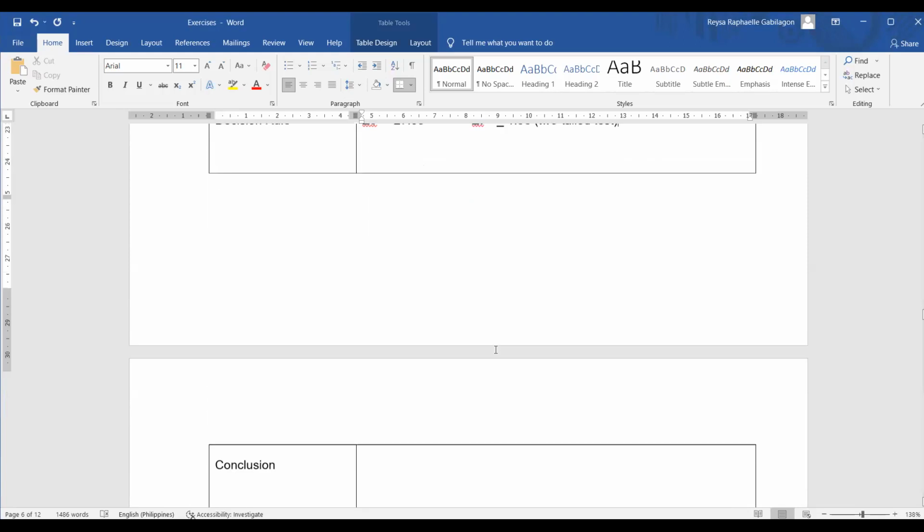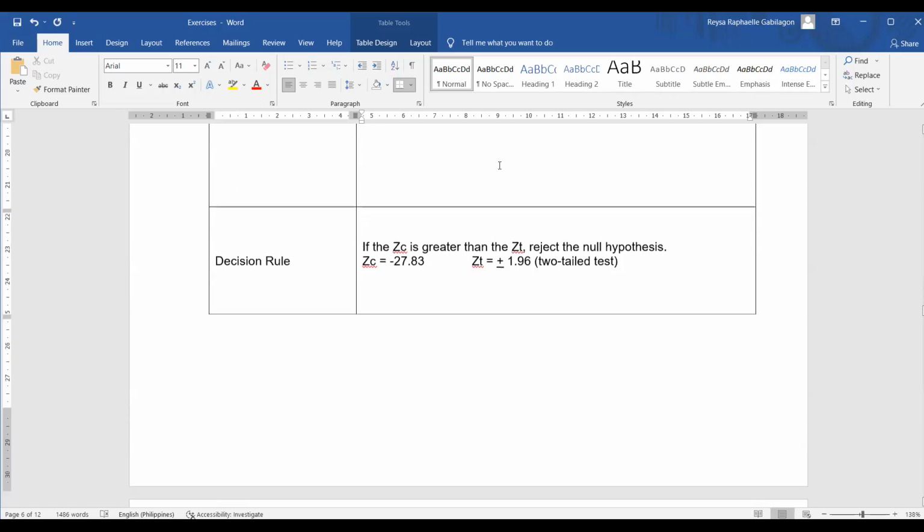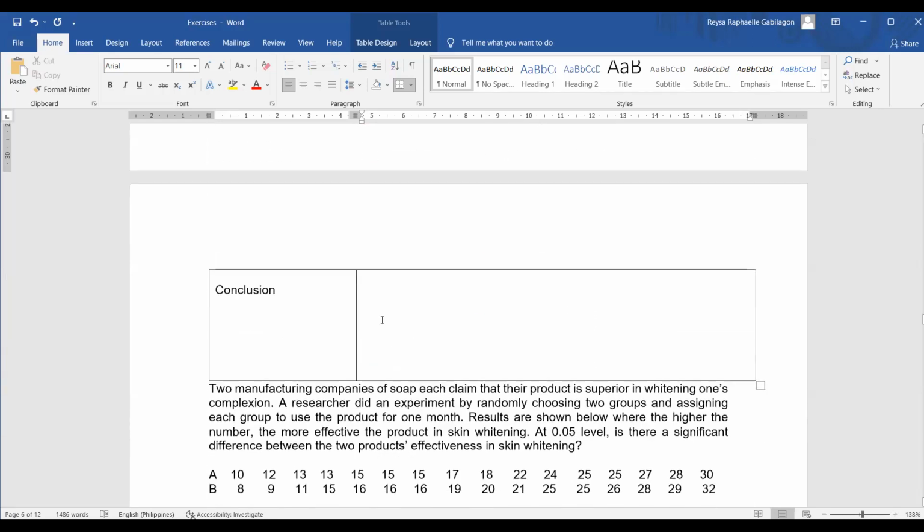Now, what will be our conclusion? Are we going to accept or reject the null hypothesis? Given that the computed Z is 27.83, the tabular Z is 1.96. Syempre, the computed Z is greater, masyadong malayo, than the tabular Z. So, therefore, reject the null hypothesis.